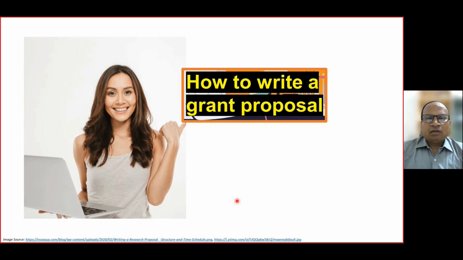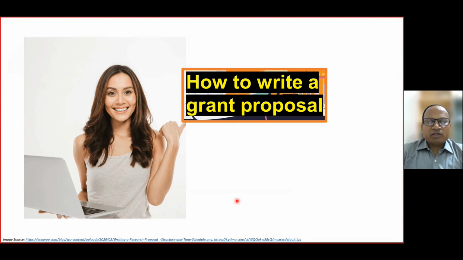Hello everybody. How to write a research grant is always an interesting question, an exciting query for everyone. How to write a proposal for a research grant so that it has the possibility to get approved. What are the qualities of a good research grant proposal?